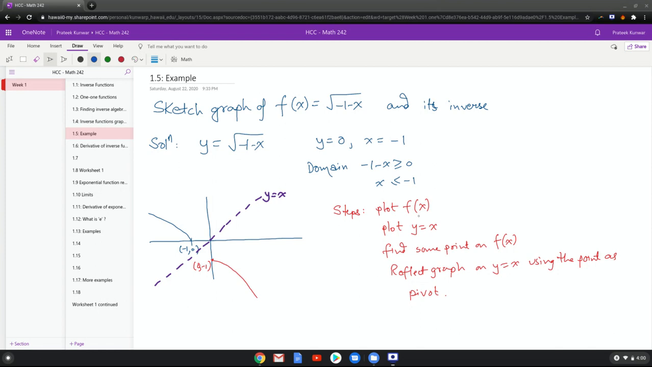So the steps would be: plot the function, plot y equals x, find some points on f of x like pivot points, x-intercepts, y-intercepts, reflect the graph on the y equals x line using the points as pivots, and then you have your graph for the inverse function. So this concludes the discussion of whether an inverse exists, if it does, how to find it, and how to verify that the inverse is an inverse. Next, we're going to go into some calculus of inverse functions.